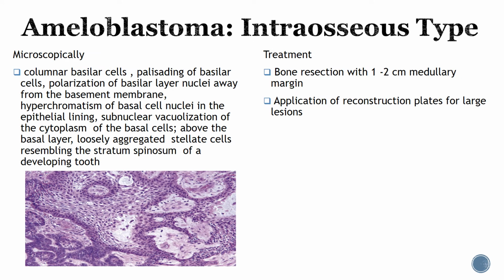Microscopically, the classic features of ameloblastoma include columnar basal cells, palisading of basal cells, polarization of basal layer nuclei away from the basement membrane, hyperchromatism of basal cell nuclei in the epithelial lining, and subnuclear vacuolization of the cytoplasm of the basal cells. Above the basal layer, loosely aggregated stellate cells resemble the stratum spinosum of a developing tooth. Treatment is bone resection with a 1 to 2 cm medullary bone margin.